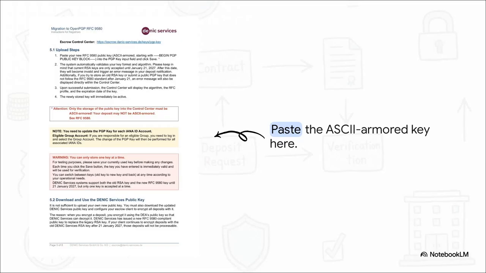Head back to the control center, go to the PGP key management page, paste in your public key, making sure it includes that BEGIN PGP PUBLIC KEY BLOCK header so it's fully ASCII armored, and hit save. The system will handle the validation for you on the spot.